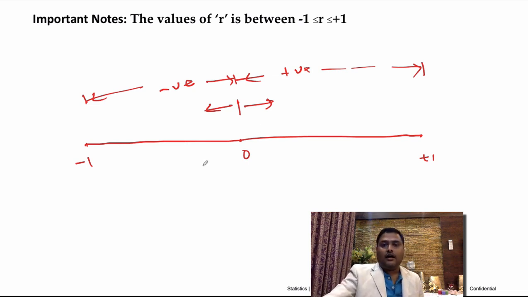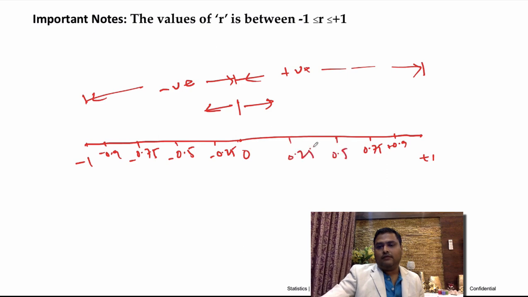For that, we are going to divide this entire number line into different parts. Let's say this is plus 0.9, and this is minus 0.9, minus 0.75, minus 0.5, minus 0.25 and 0. Similarly here 0.75, 0.5, 0.25, all are plus, and 0. Hope you have understood what I'm going to do in this number line.